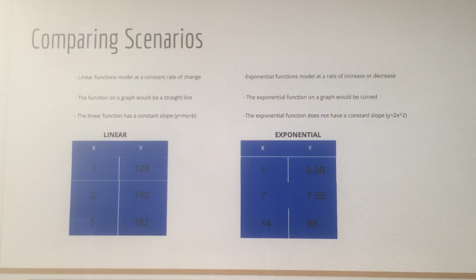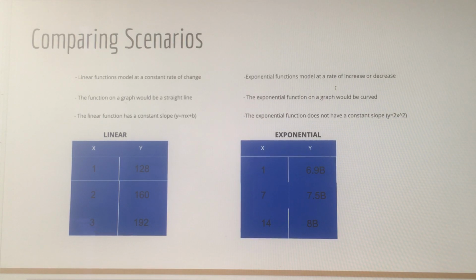Comparing scenarios. Here we have our linear, and here we have our exponential. Linear functions model at a constant rate of change, while exponential functions model at a rate of increase or decrease. The linear function on a graph would be a straight line. The exponential function on a graph would be curved.